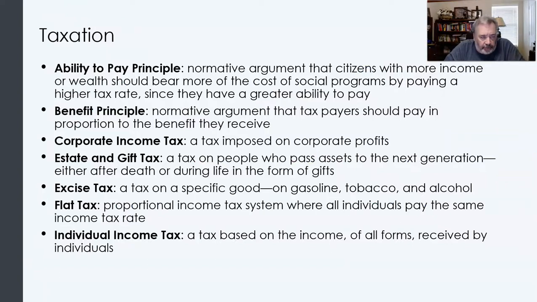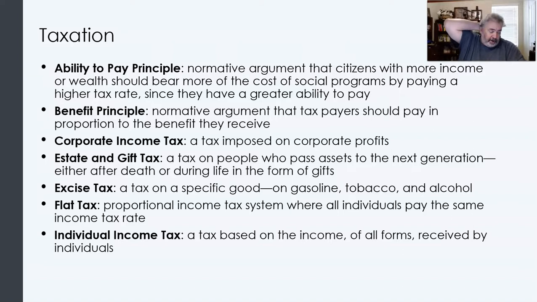Ability to pay principle. This is one of those value judgments, right? This is citizens with more income or wealth should bear more of the cost of social programs by paying a higher tax rate since they have a greater ability to pay. I don't think there's necessarily a problem with that. Generally, we call this a progressive tax system, where as your income goes up, you pay a greater share of your income. We'll get into that more.